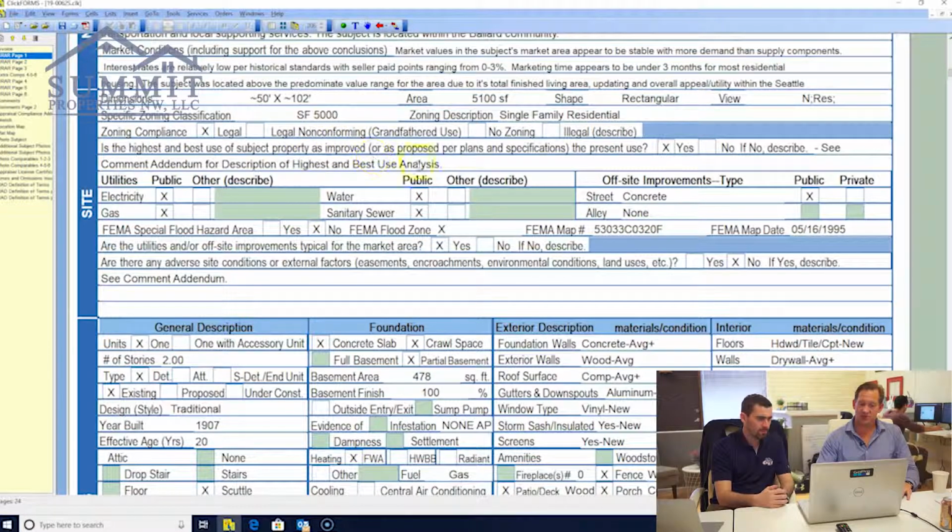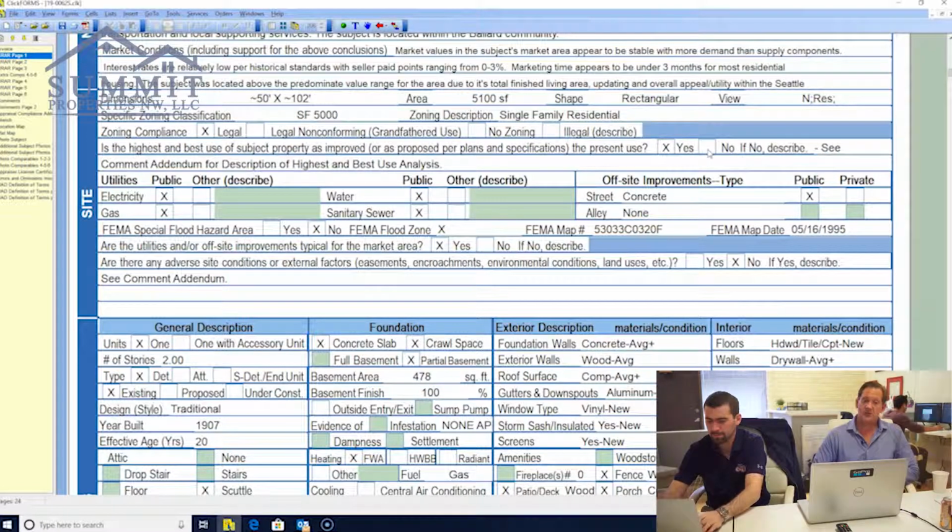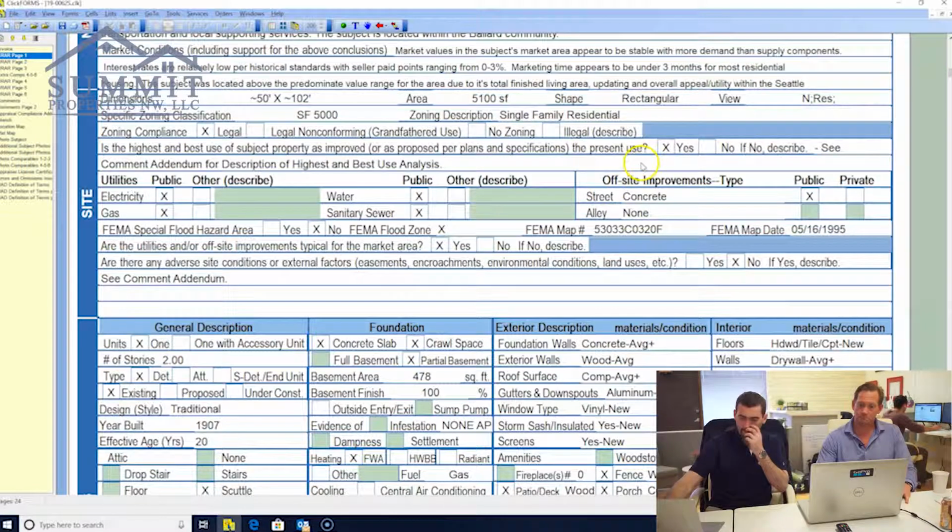Is the highest and best use of the subject property as improved or as proposed per plans and specs the present use? If this is a no, then you've got a tough loan. Because if it's not the highest and best use, then you've got something screwy going on. So highest and best use is a massive deal within the overall appraisal complex. Then we go into the utilities: public electricity, public gas, public water, public sanitary.